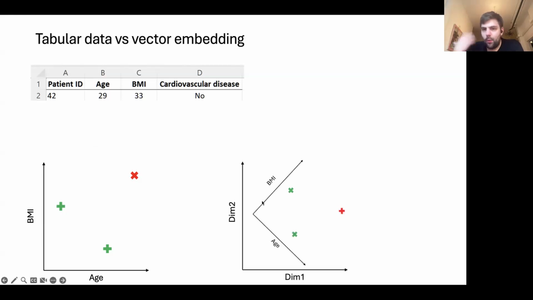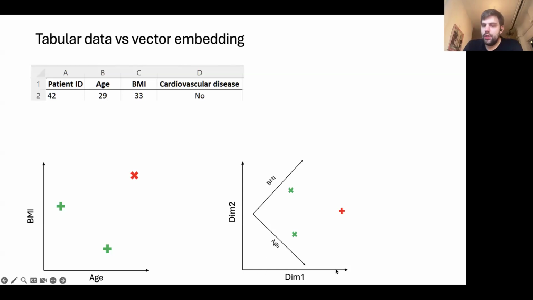Now imagine if, for whatever ungodly reason, we took all of this data and just rotated it. Now we have two new dimensions, an abstract dimension 1 and an abstract dimension 2. If you look carefully, we still have exactly the same information. And if we knew which direction age and which direction BMI is, we could read off age or BMI exactly as easily as before.